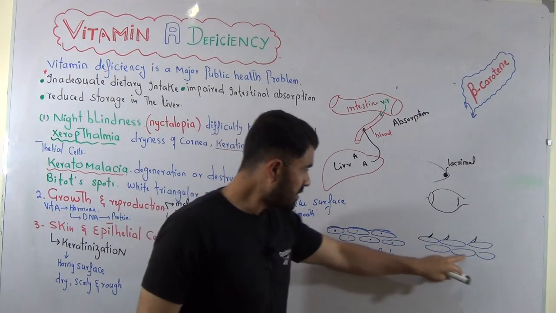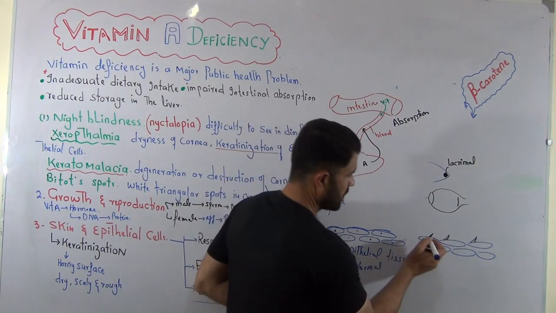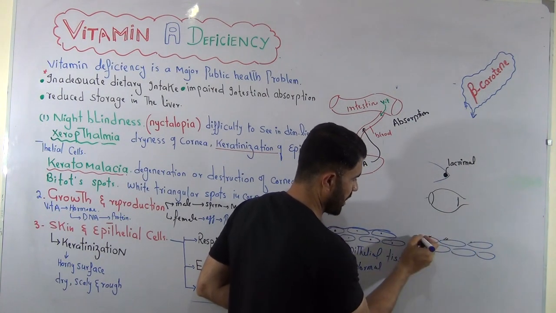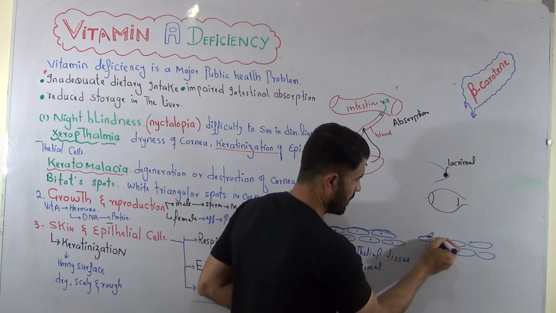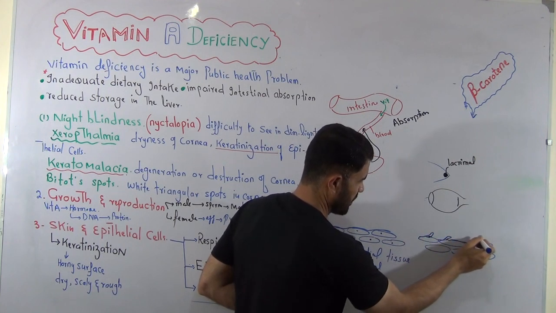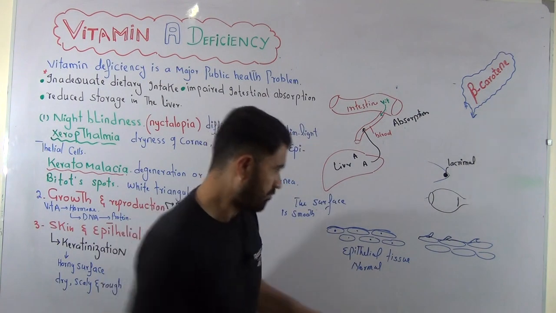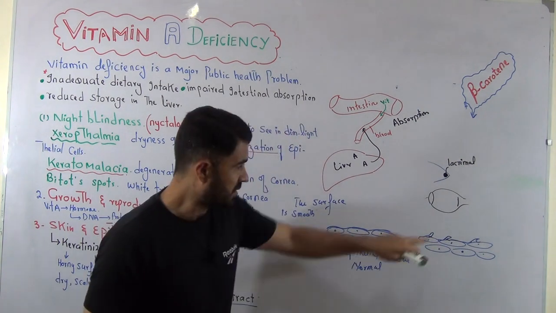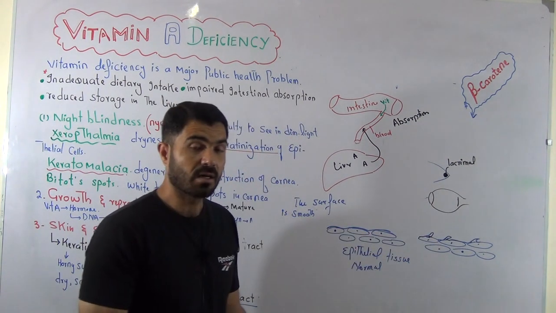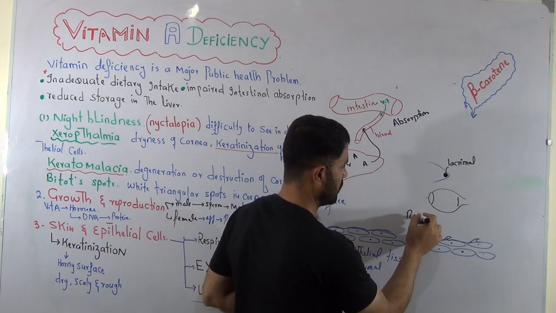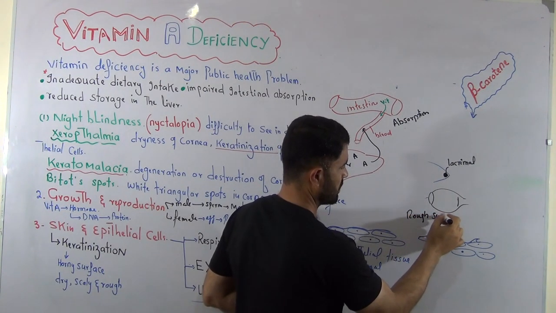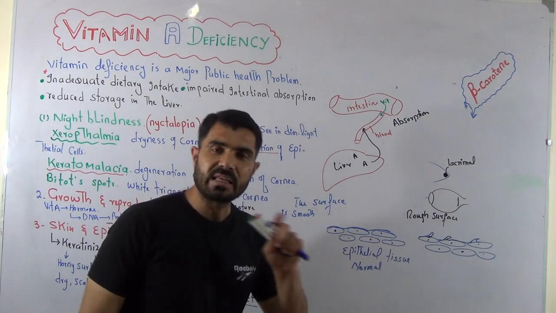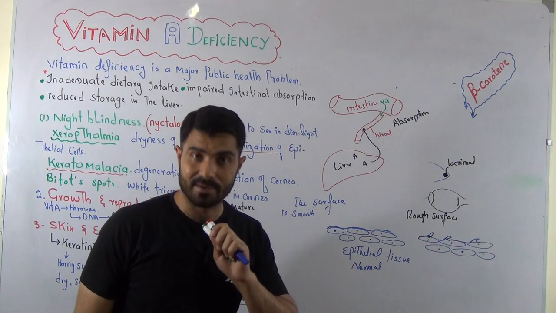But in this case, if you see, the surface contains some projections like this and this and this. Of course, these are epithelial cells, epithelial tissue, but the surface is not smooth. This is called rough surface, R-O-U-G-H. And why does it happen? Actually, there is a special protein called keratin.